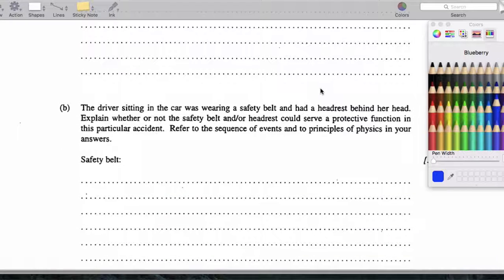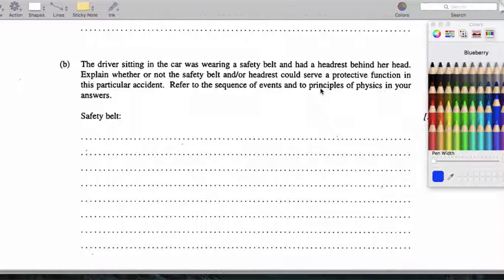Okay. So the driver sitting in the car was wearing a safety belt and had a headrest. We want to know whether the headrest could serve a protective function in this particular accident. Let's be really clear here.